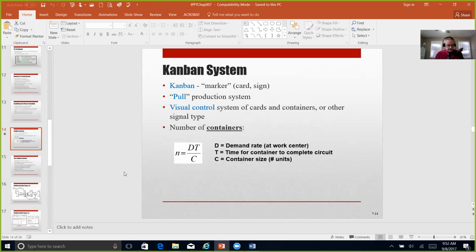And the whole reason of doing this is to have the correct number of containers. Really it is about reducing the lead time, so that the container that is going to be needed for that next step in the manufacturing process is going to be there. That's really what it's all about.